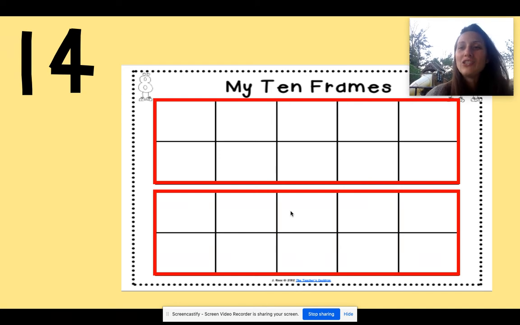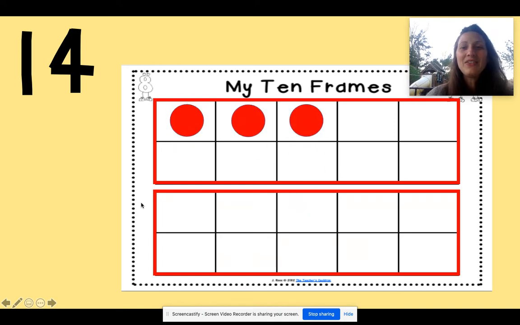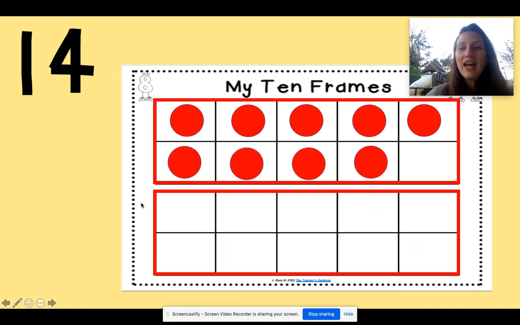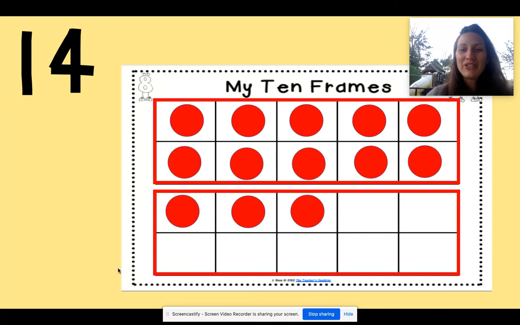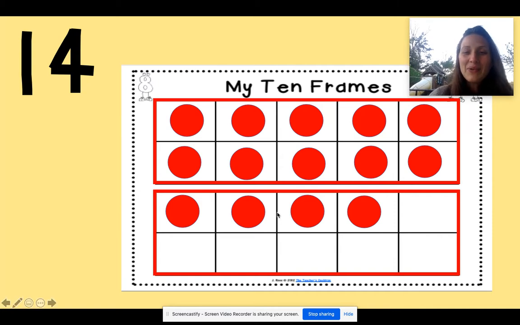And now we can start counting 14 counters. Here we go. 1, 2, 3, 4, 5, 6, 7, 8, 9, 10. And now that one's full. Let's start with the next one. 11, 12, 13, 14. There we go. We have 14 counters. And let's see what that looks like.